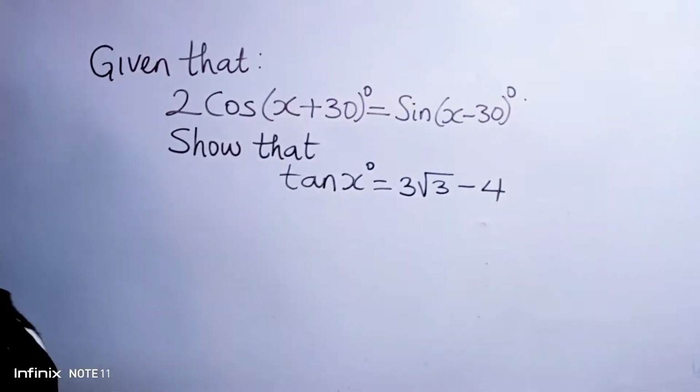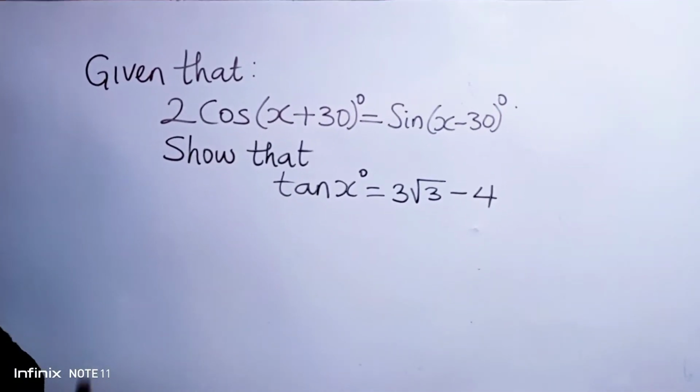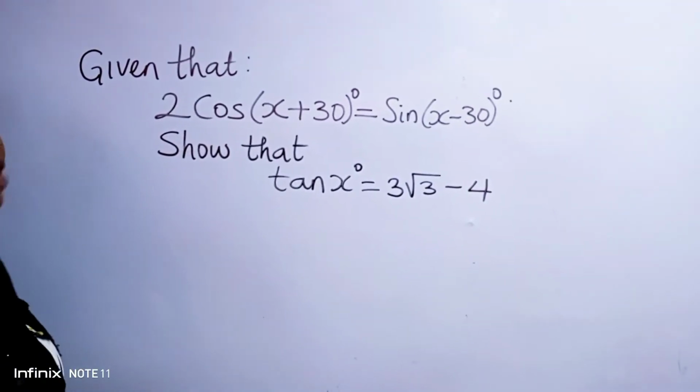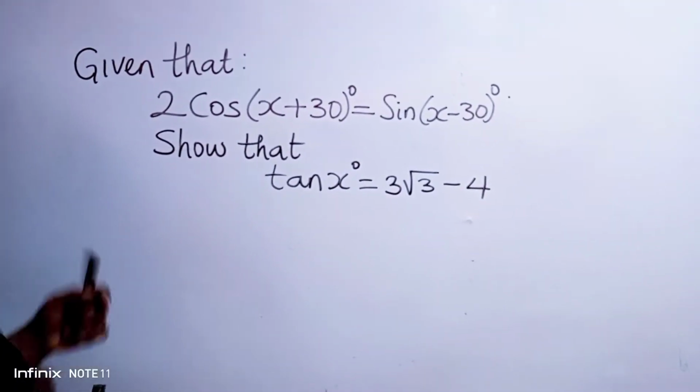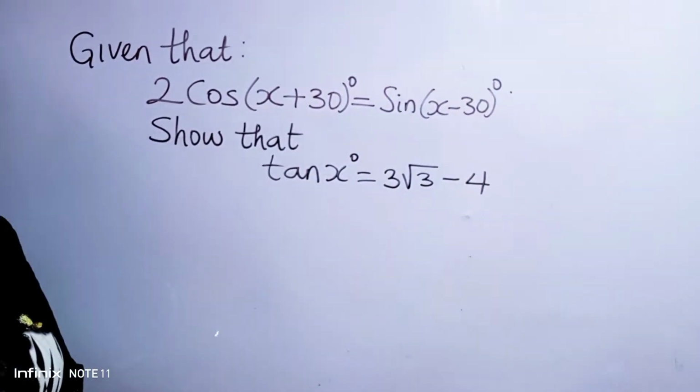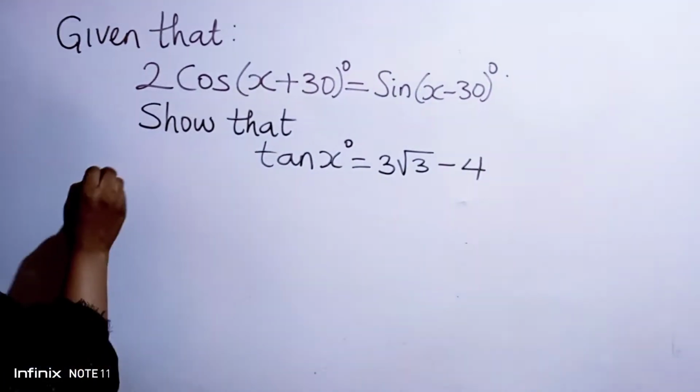The question says, given that 2 cos(x + 30°) is equal to sin(x − 30°), show that tan x° is equal to (3√3 − 4). Now, solution.